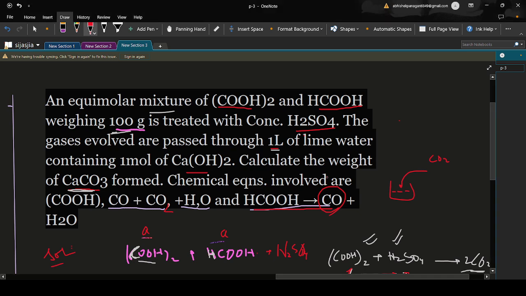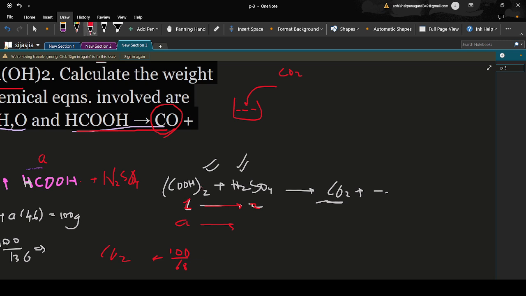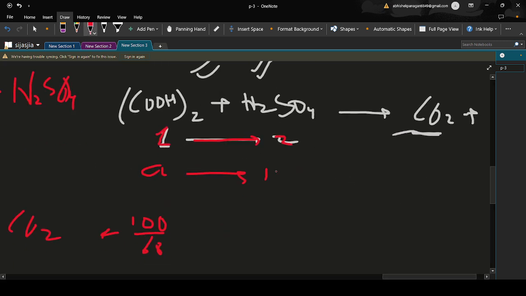Also, by the way, I've written this section very wrong, sorry guys, forgive me. The moles produced here are 100 upon 136 itself. So A is 100 upon 136 only.